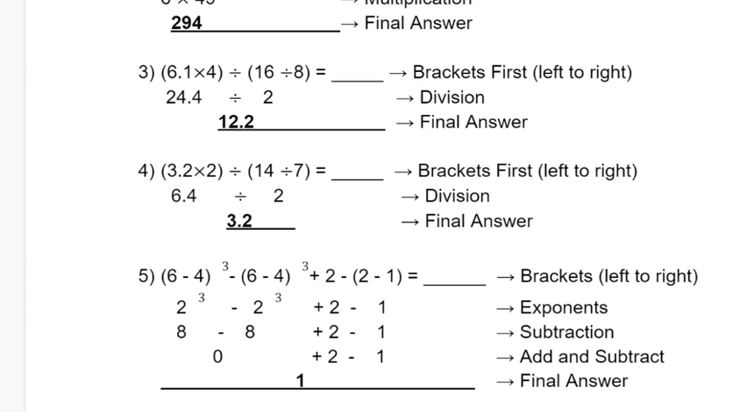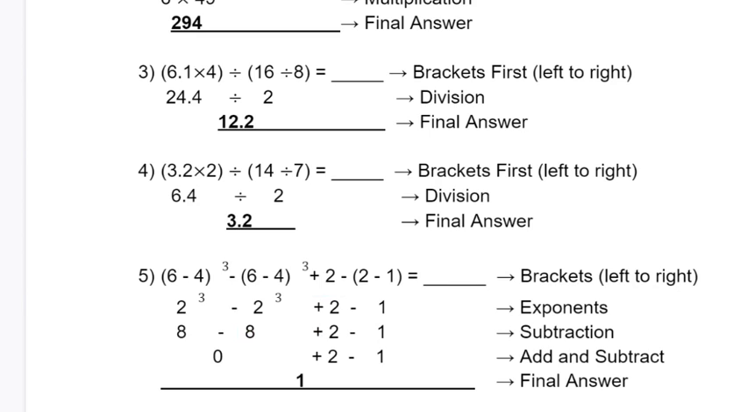Okay, now the next thing left is exponents. And that means we're going to do this exponent, and then we're going to do this exponent. So it's going to be 2 to the power of 3, which is 8, because it's 2 times 2 times 2. And then same thing here, 2 to the power of 3 is 8. We're going to copy the subtraction sign and bring this down as well.